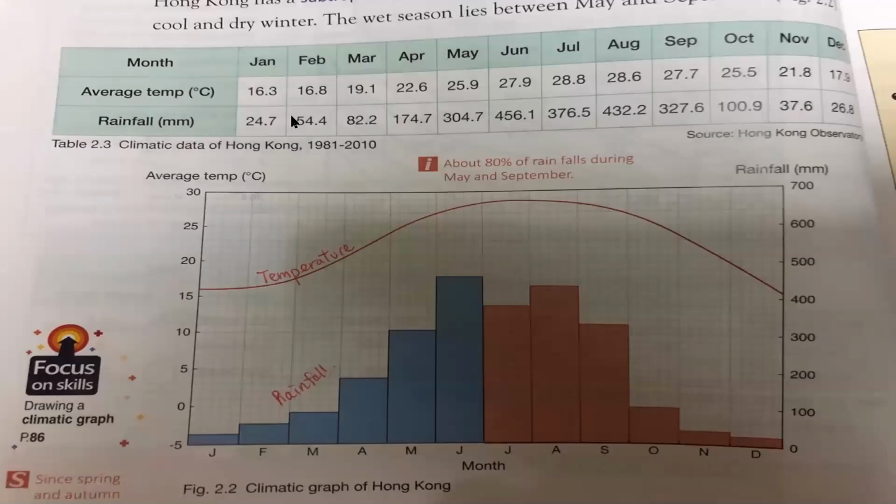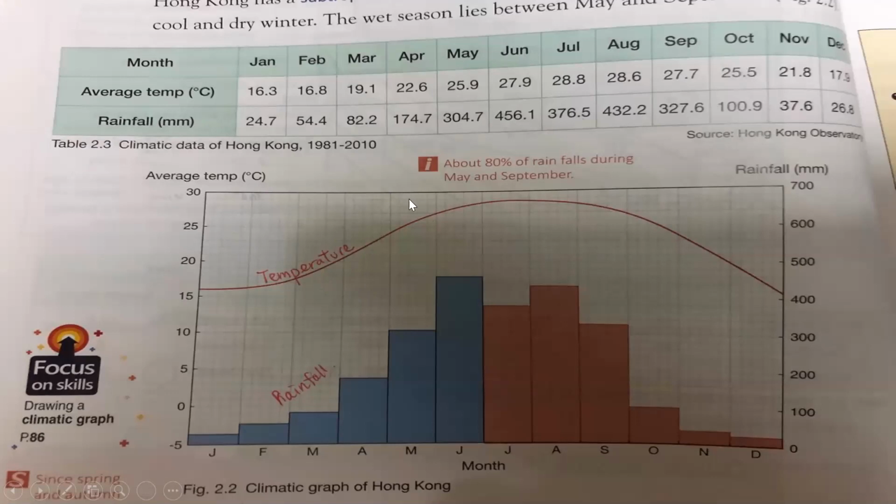Like you see, January, winter. February is also winter. Hong Kong, the average temperature is 16.3, 16.8. And you see here the temperature. January, 16 something. February, 16 something. And then March is 19 something here. And then April, 22.6 here.